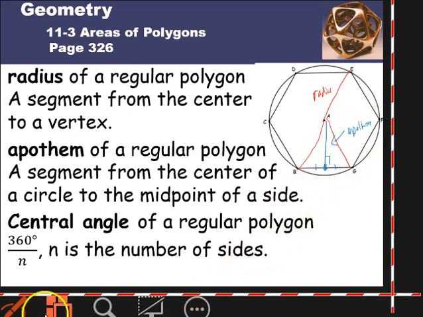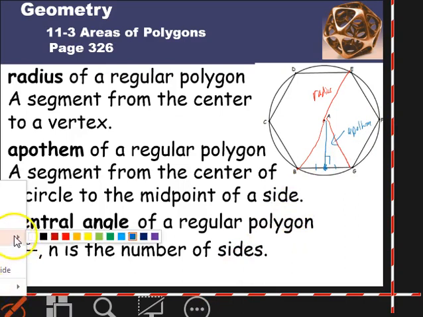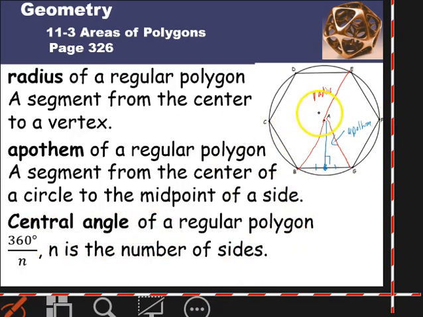And then, let me grab another color. If I draw these two radii, I get an angle right here, and that angle is the central angle. And central angles can be found by taking 360 degrees and dividing by n.